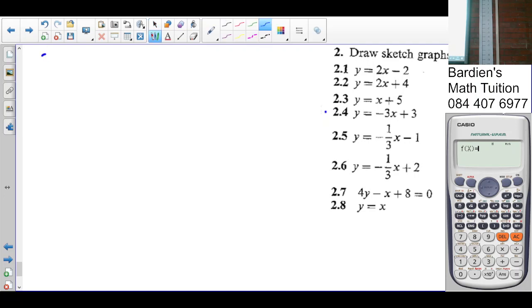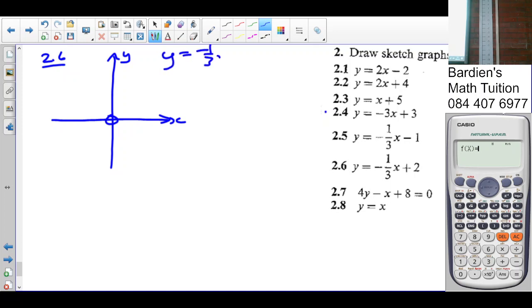2.6. The reason why I'm not working it out is because I want to go on to the next part. So your y-intercept for 2.6, for y is equal to negative a third x plus 2, is 2. And your x-intercept? 6. If that is 2, 4, and that would be 6 here, not so? Yes. The graph will come through like that. Okay, and that is going through that point. 2.7.